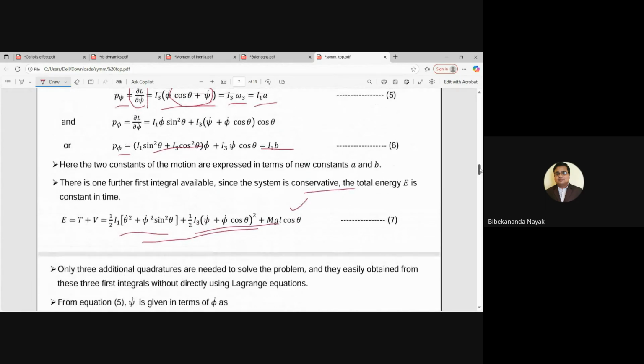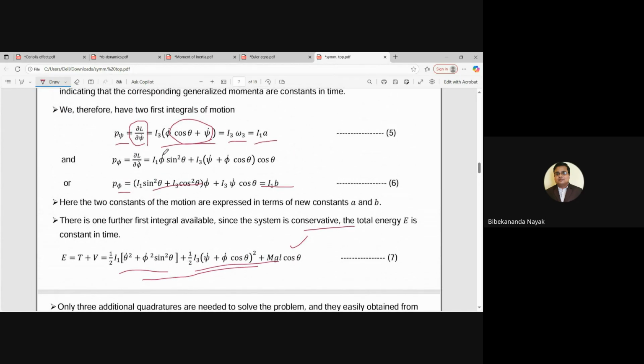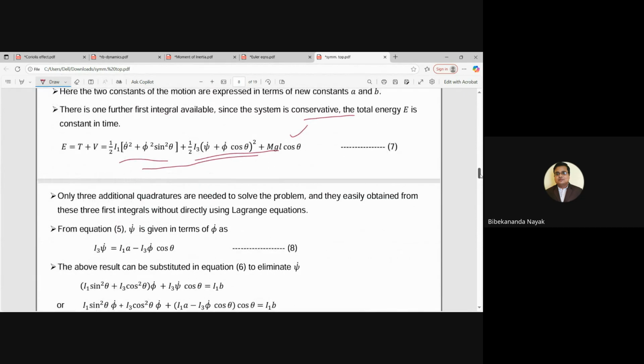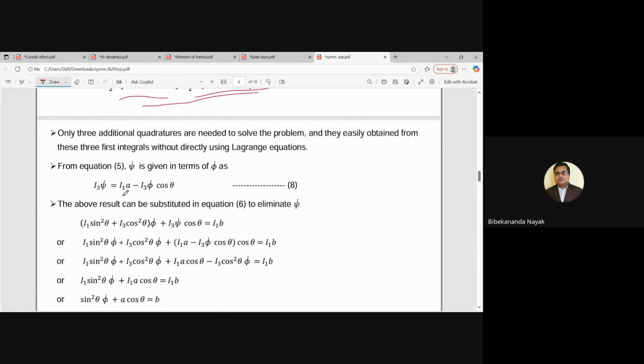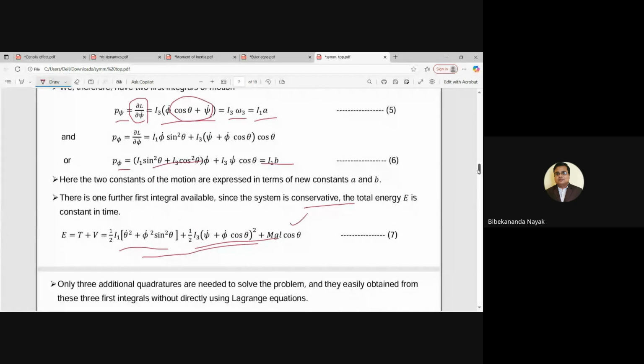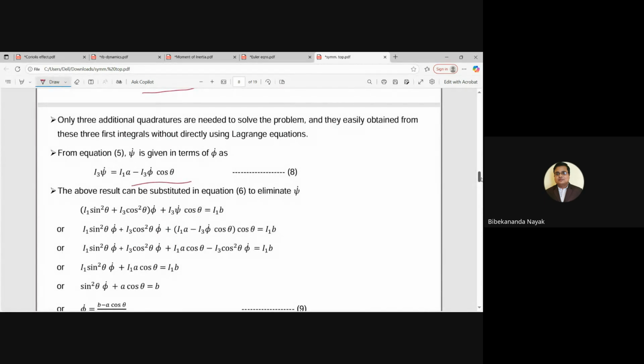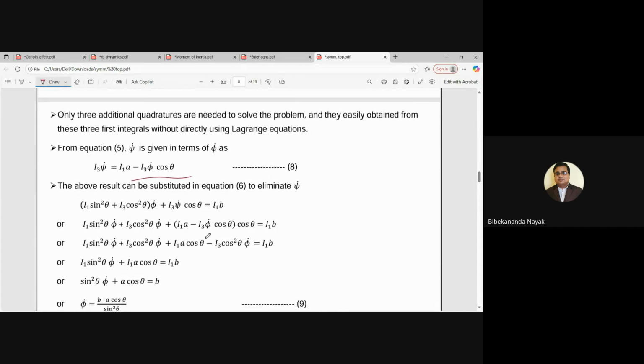Okay. Slightly rearranging these constants, we can say I3 omega 3 is equal to I1 A, but it is equal to I3 psi dot plus I3 phi dot cos theta. So I3 psi dot is equal to I1 A minus I3 phi dot cos theta. The above result can be substituted into equation 6. Putting this in equation 6 in place of I3 psi dot, we get this expression, which is further simplified.